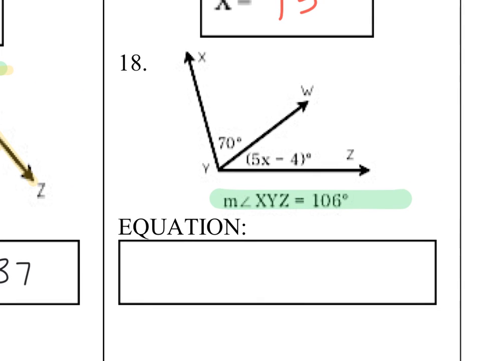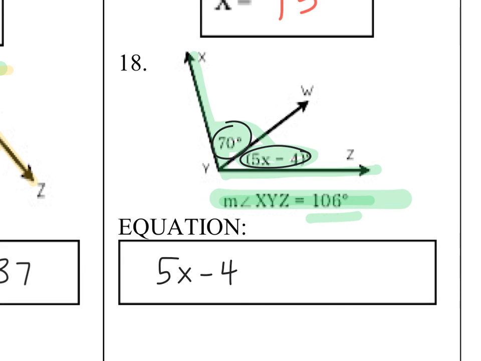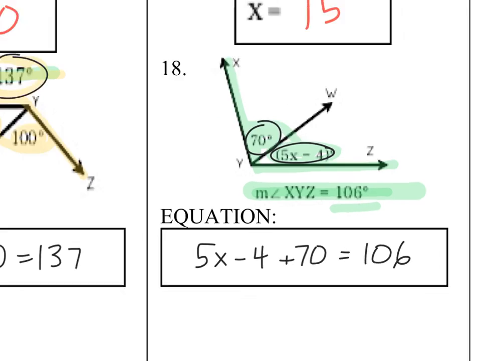Take a look at this one. Measure of angle XYZ is going to equal 106. So that means this angle plus this angle is going to equal 106. So this angle, 5x minus 4, plus this angle, plus 70, is going to equal 106.